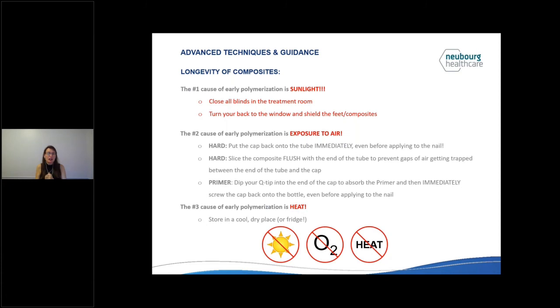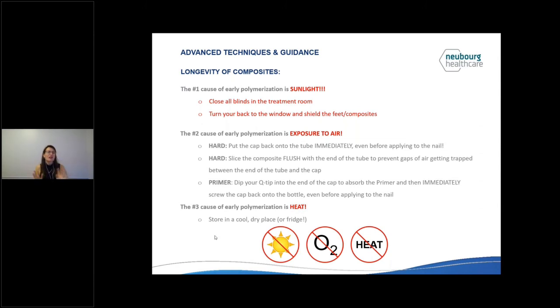And last thing, although the least worrisome, is your primer. We typically recommend you drop one drop into the cap of your primer, then take your Q-tip or cotton tip applicator and dip it, and that's just enough, and then immediately put your primer back on. We find that the primer can tend to evaporate or dry out a little bit earlier, but it's still very robust and shouldn't affect the actual application. It would be more the hard and the soft, if they were exposed to sunlight and air.